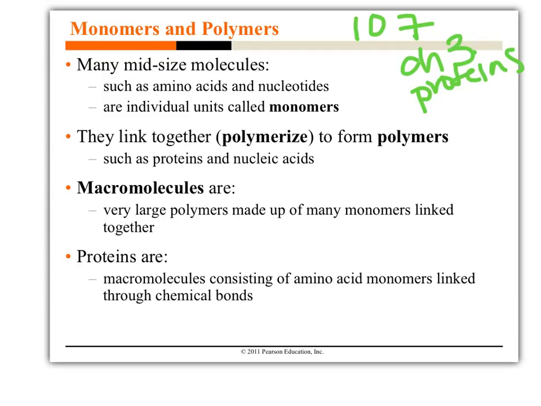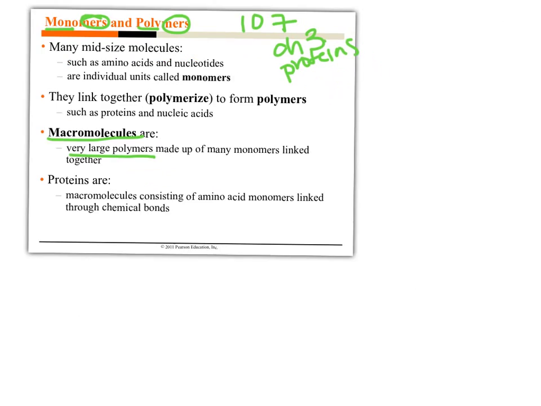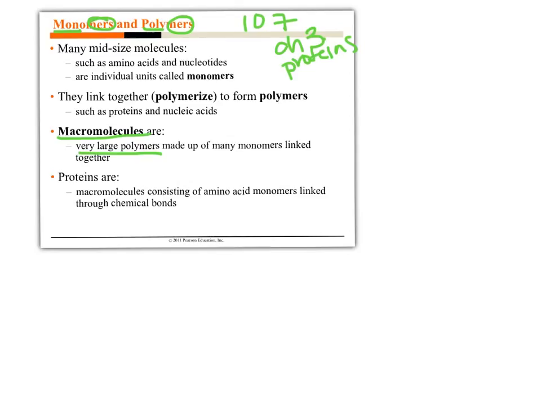So let's talk about monomers and polymers. Remember, mono meaning one, poly meaning many, mer meaning mer, whatever it is we're talking about. Okay? A macromolecule is a very large polymer made up of many, many monomers linked together. We have essentially 3 different types of biological molecules.